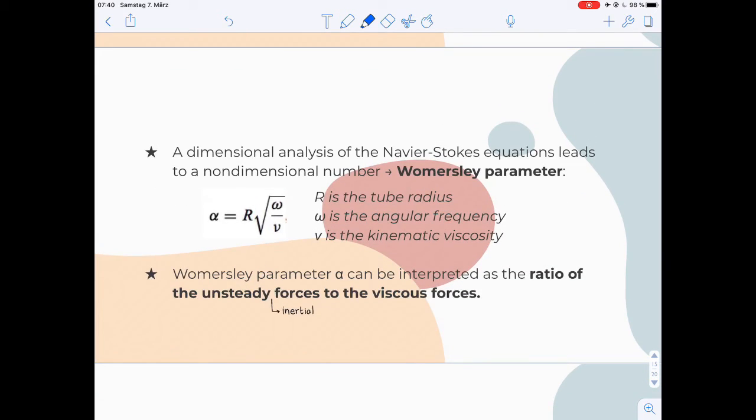Another important number is the Womersley parameter. This is basically the ratio of the unsteady forces to the viscous forces, and it's defined by the following equation, where alpha is equal to r, the tube radius, times the square root of omega, the angular frequency, divided by nu, the kinematic viscosity. And this is obtained by the dimensional analysis of the Navier-Stokes equations.